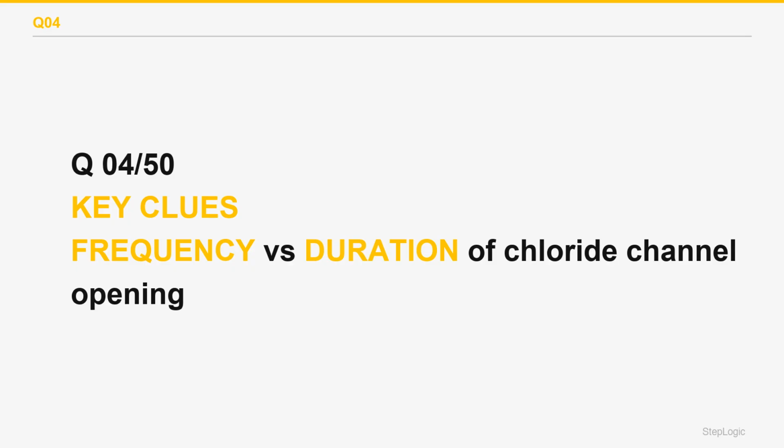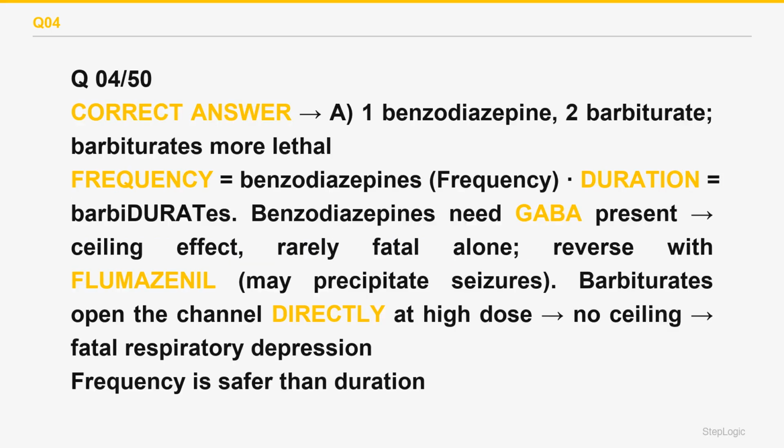The consequence is clinical rather than academic. Benzodiazepines require GABA to be present to work, so their effect has a ceiling and pure overdose is rarely fatal. Barbiturates, at high concentration, can open the channel directly without GABA, so there is no ceiling, and respiratory depression progresses to death, which makes choice B exactly wrong on the lethality. The correct answer is A.